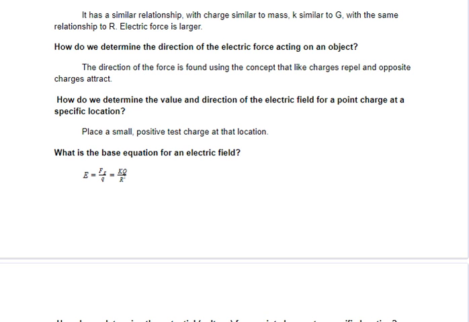What's the base equation for electric field? Electric field is always electric force per charge and is measured in newtons per coulomb. Okay, for a point charge, that's k q over r squared. And it is indeed a vector when you're done.